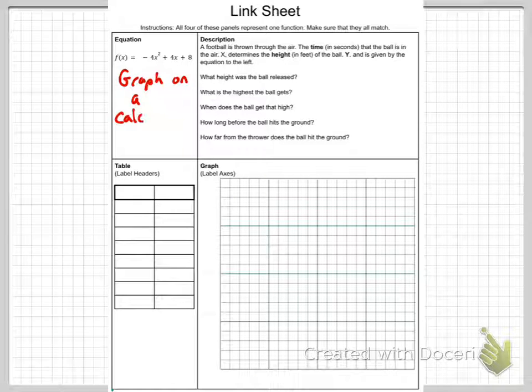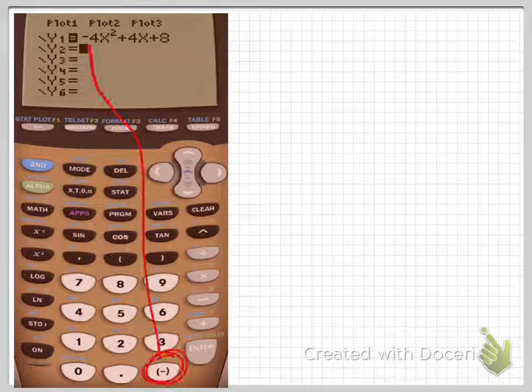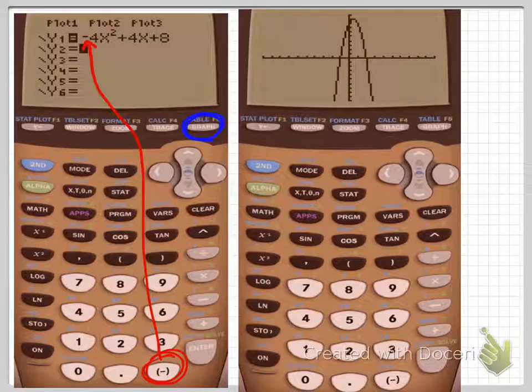And you notice there's no table and no graph, so we need to graph this on a calculator to get us started, and you are allowed to do that. So let's look at our calculator. I'm going to type that into y equals. Notice I used negative in front of the 4 instead of minus. If you press the minus button instead, I think it will say syntax error. So negative 4x squared. And when you press graph, you'll get something that looks like this.